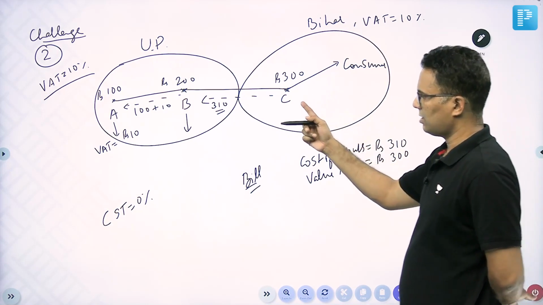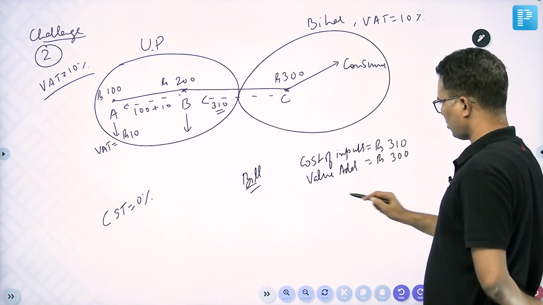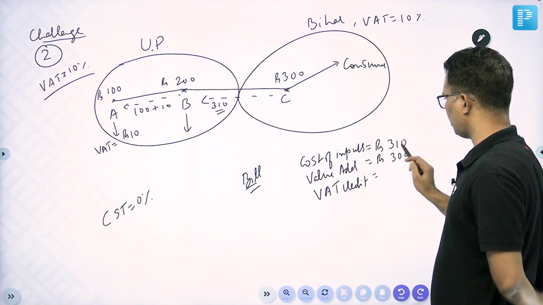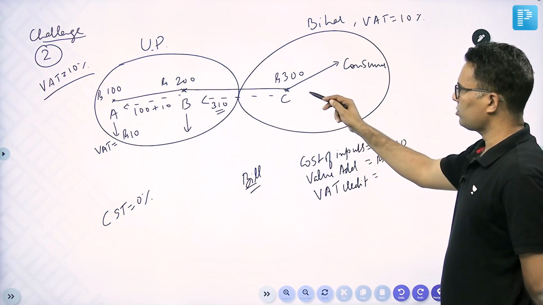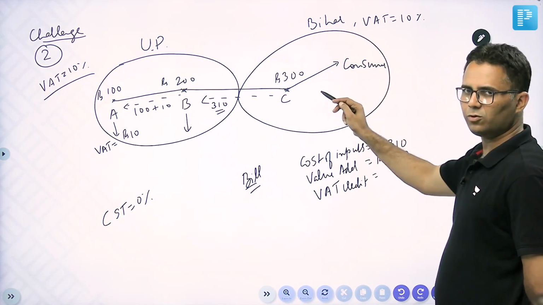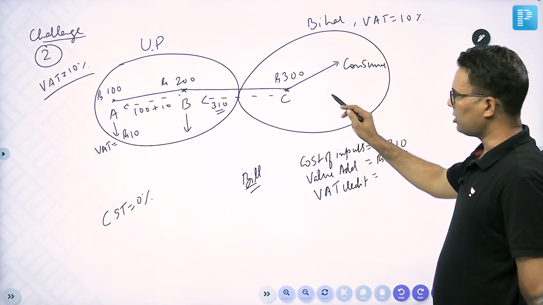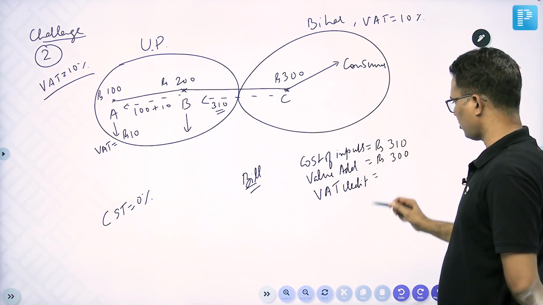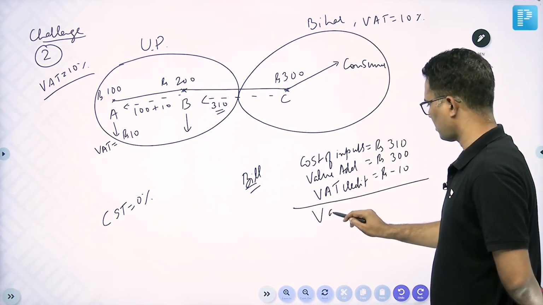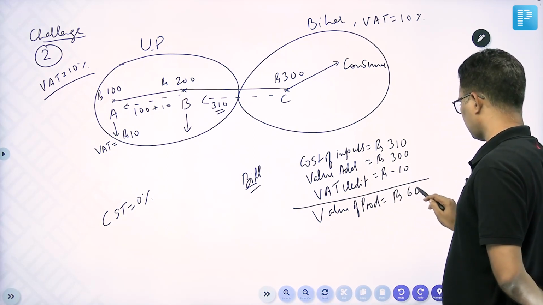And C knows that this tax which has been deposited, VAT, will be paid back. So I hope you remember VAT credit. This 10 rupees tax, the government will pay it back. The government is saying that you collect the entire tax from the consumer on the entire value, you pay the entire tax, and the government will reimburse you the previous taxes paid. So VAT credit minus 10. So the value of product is equal to rupees 600.